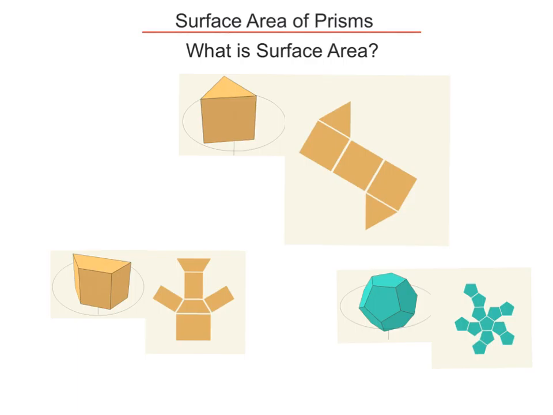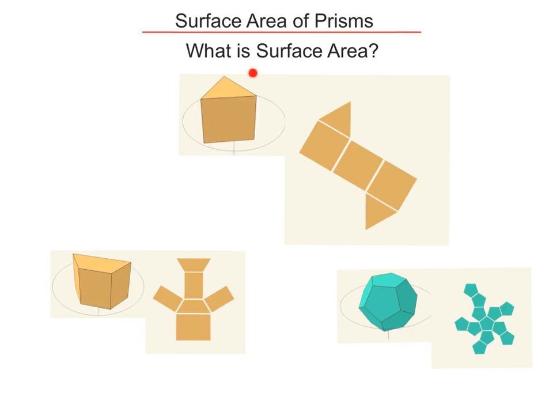Surface area is the area of the outside of a three-dimensional shape. A common mistake for students is to actually miss one of the sides when they're trying to find the surface area. A good idea when doing surface area is to imagine unfolding the shape into a flat net.